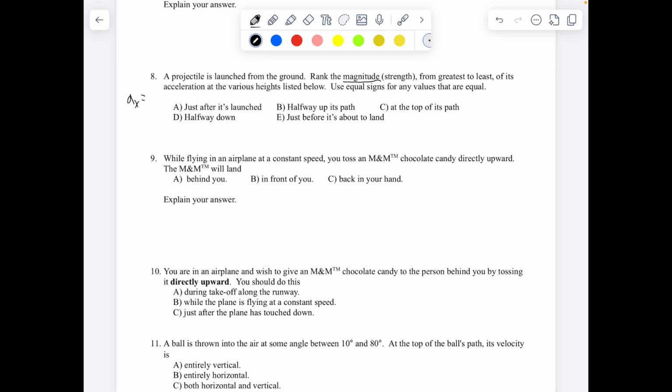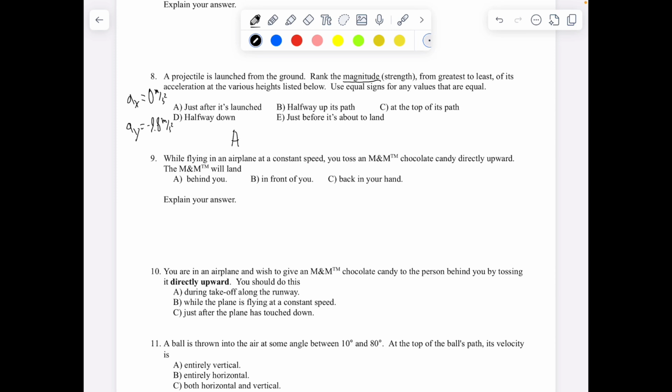Acceleration in the x for a projectile: no forces in the x direction, so acceleration must be 0. Acceleration in the y, the only force is gravity. Acceleration due to gravity is that negative 9.8 meters per second squared. It doesn't matter where it's at along its path. Just after it's launched, just before it lands, halfway up, halfway down, at the top of its path, at all points, these are going to have the same acceleration.